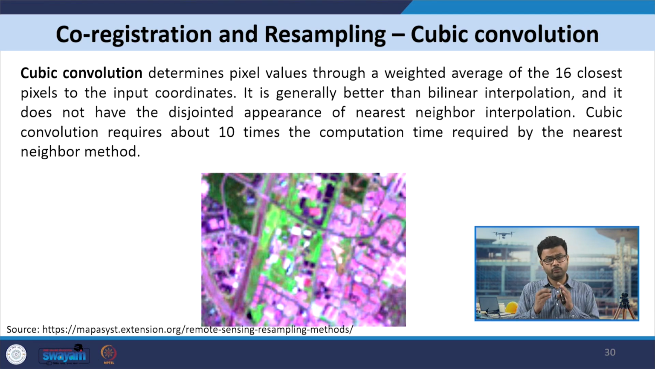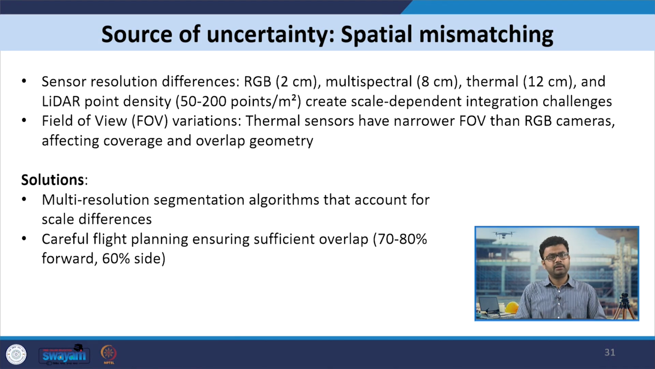But cubic convolution requires about 10 times the computation time required by the nearest neighbor method. So, there is a trade-off between the computation time and resources which is required, but there is also an advantage in cubic convolution that we get a smoother looking result. Then despite the different interpolations, there are still sources of uncertainty.